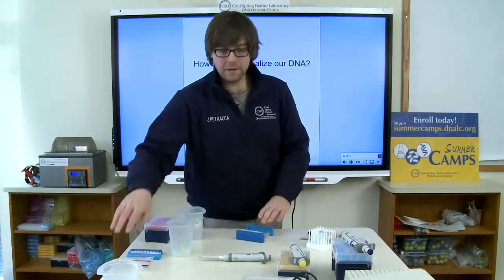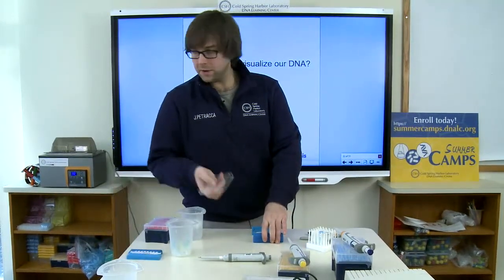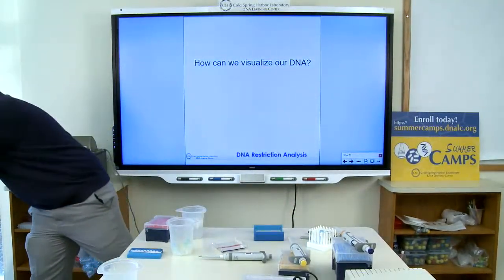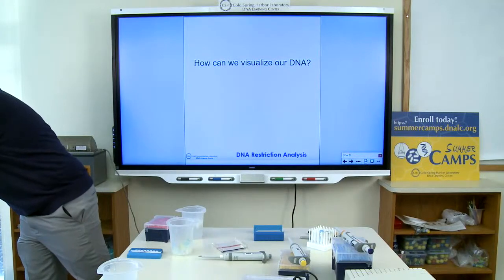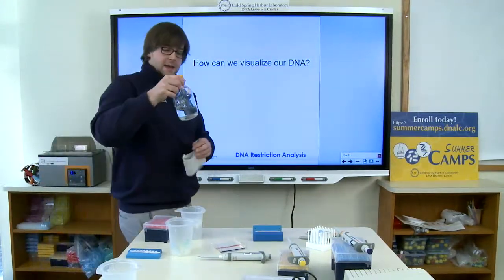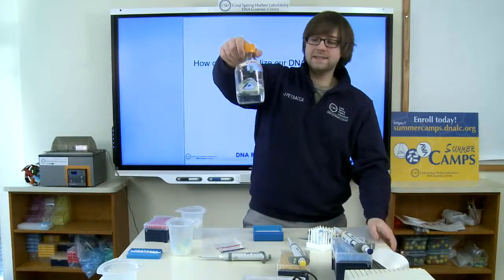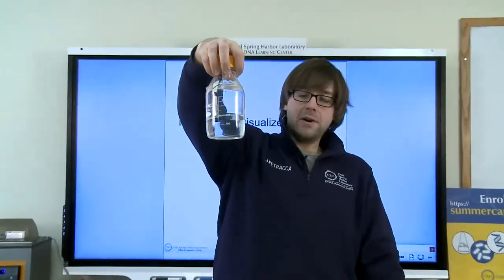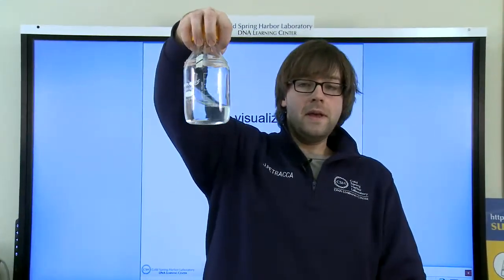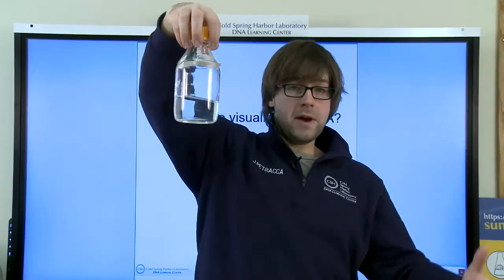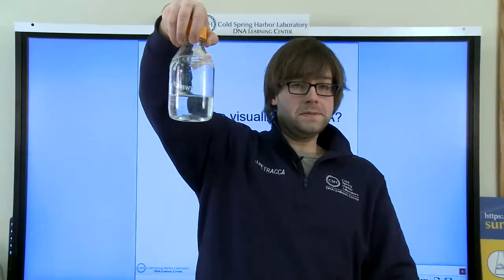So I have a bottle of agarose right over here. And agarose, when you're making it, is actually pretty hot. So it's a liquid right now. It starts off as a powder. We mix it with a chemical called a buffer, and we heat it up in the microwave, and it makes this sort of liquid agarose.